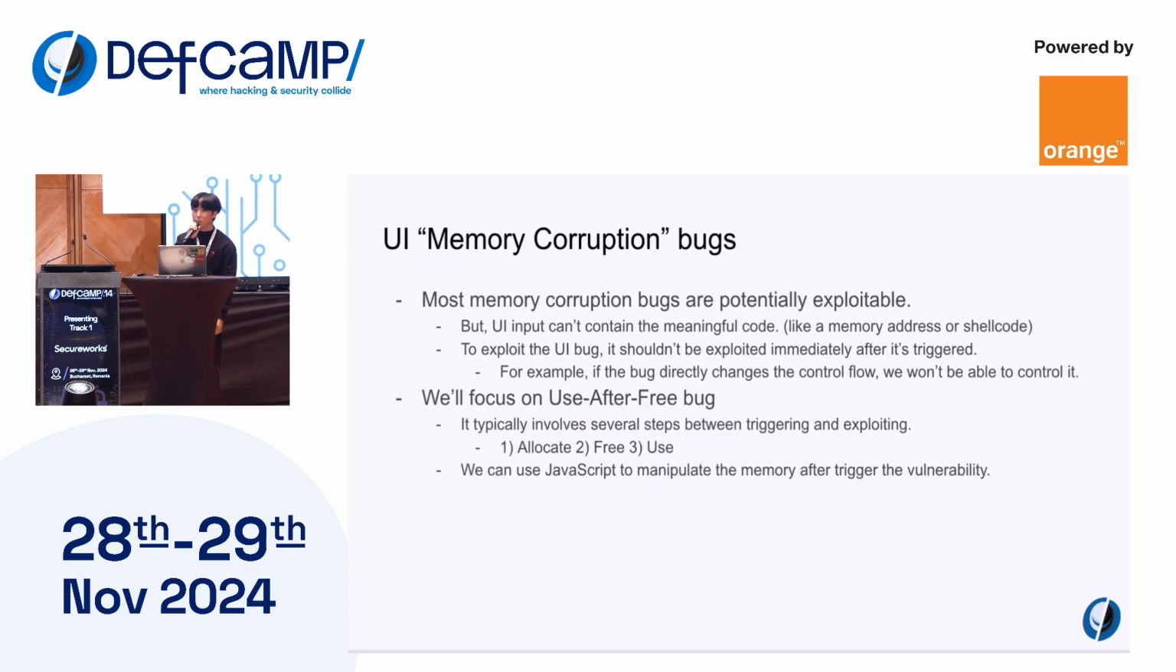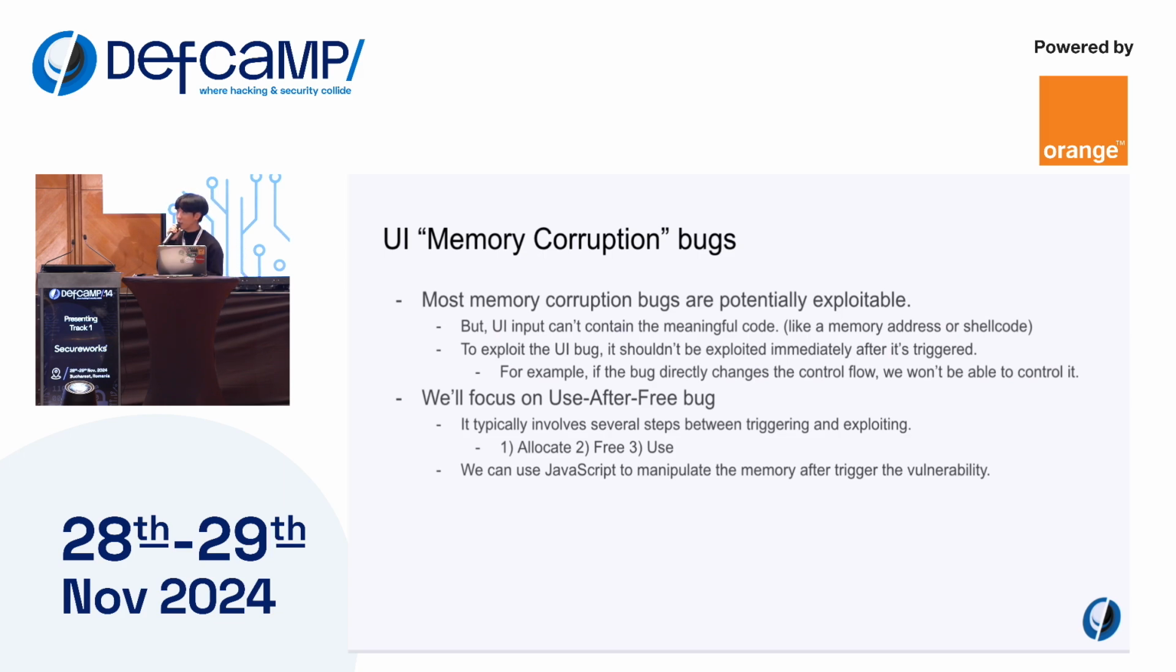So most memory corruption bugs are potentially exploitable, but do you really think this UI bug could be exploited? The answer is very difficult, because the UI input doesn't allow for meaningful data such as memory addresses or shellcode, which are typically essential for exploitation. If the UI bug immediately changed the control flow right after it's triggered, like a stack overflow, it isn't useful for exploitation because there is no chance to input meaningful data right afterwards.